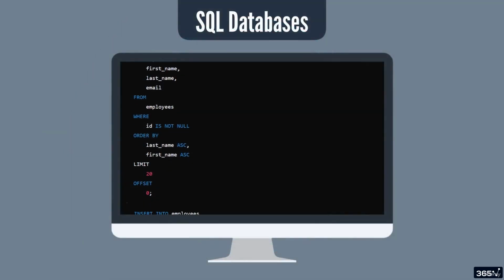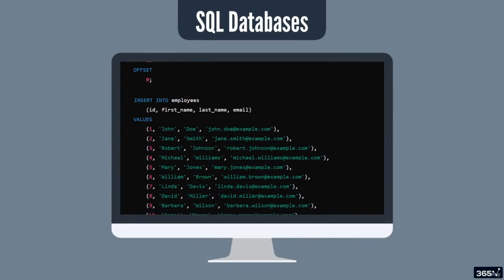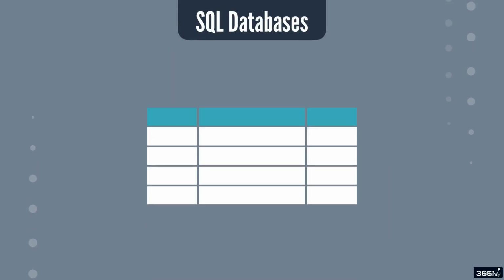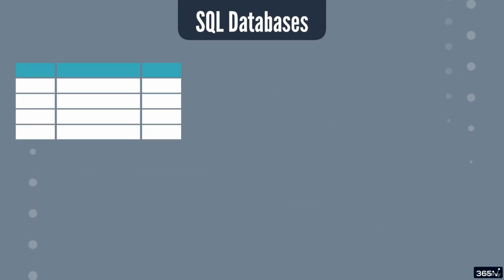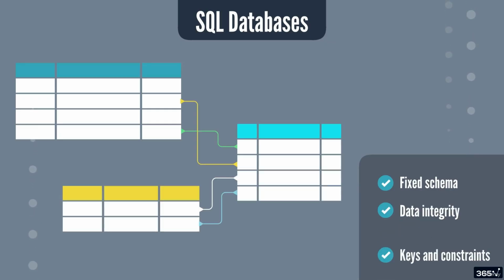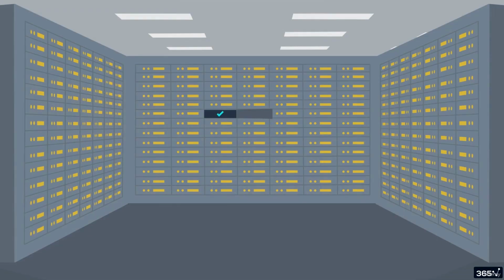SQL databases rely on structured query language for defining and manipulating data. These databases are characterized by their table-based structure, where data is organized into rows and columns. Each table representing an entity has a fixed schema that enforces data integrity and relationships through keys and constraints. Picture a bank where every vault is meticulously organized and each transaction is precisely recorded. That's the essence of SQL databases.